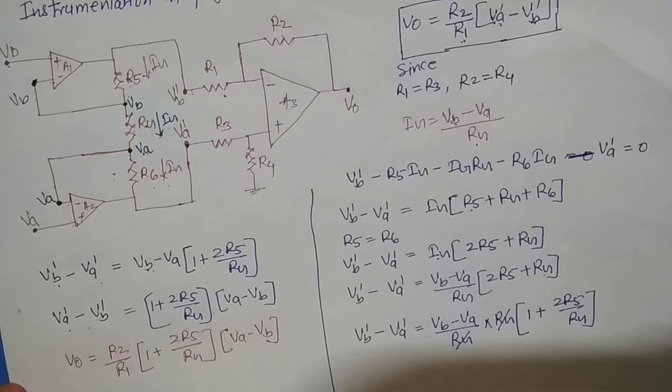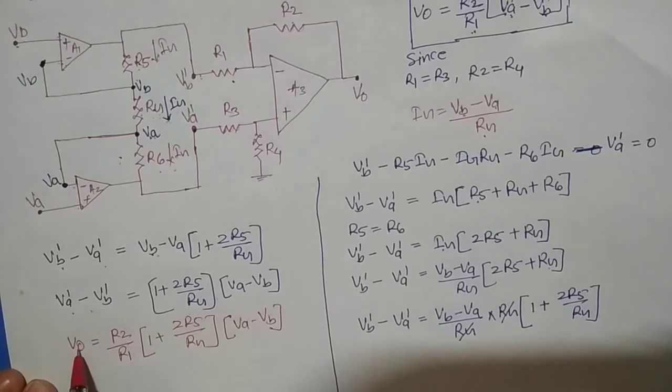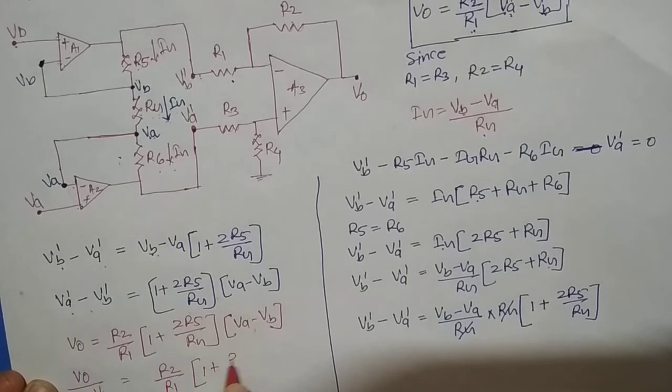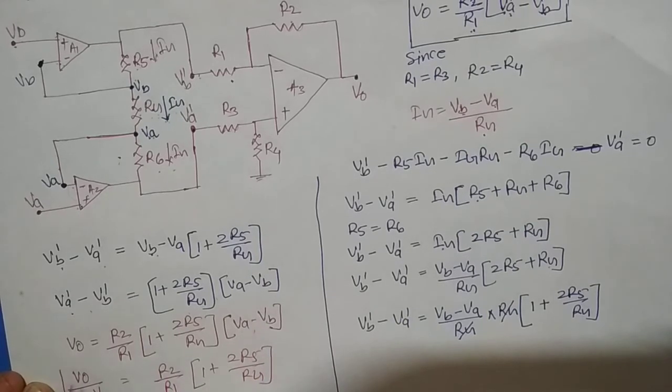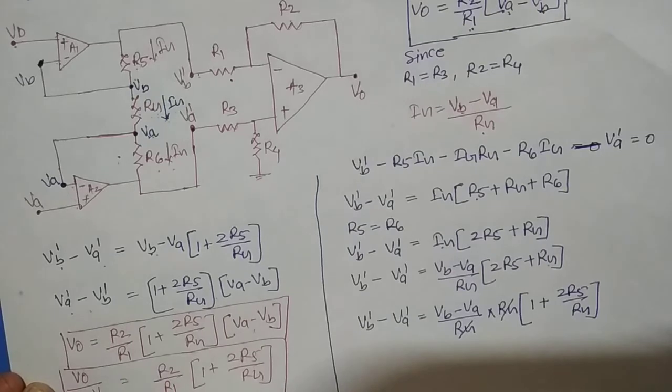So what will be the gain of this instrumentation amplifier? So gain will be equal to output voltage divided by input voltage. Output voltage divided by input voltage will be equal to R2 divided by R1 into 1 plus 2R5 divided by Rg. Okay. And this is the output voltage of this instrumentation amplifier.